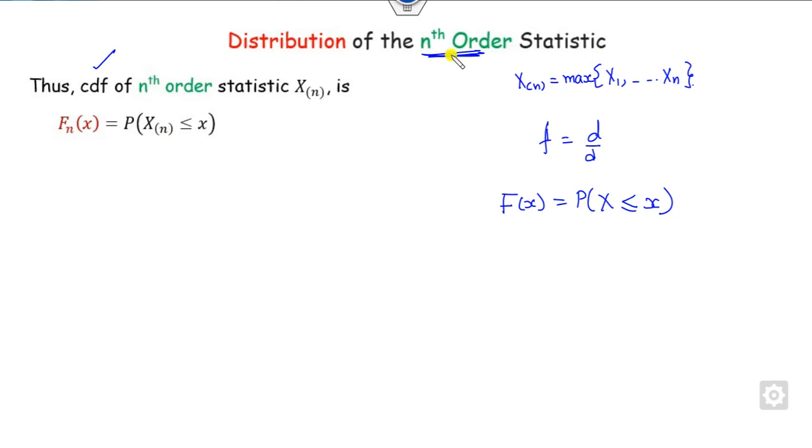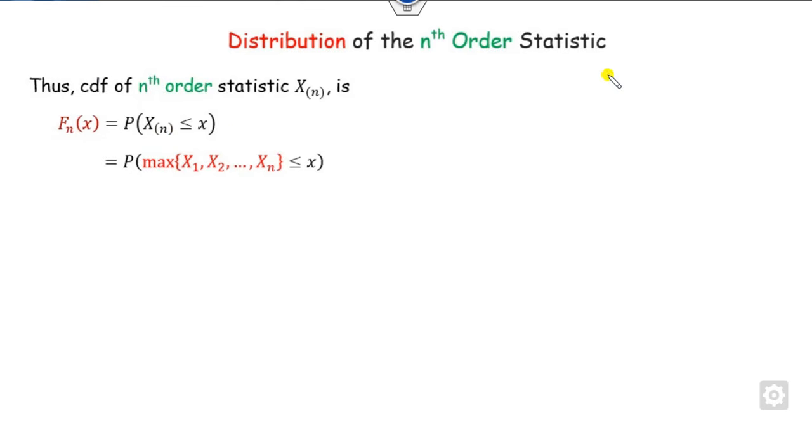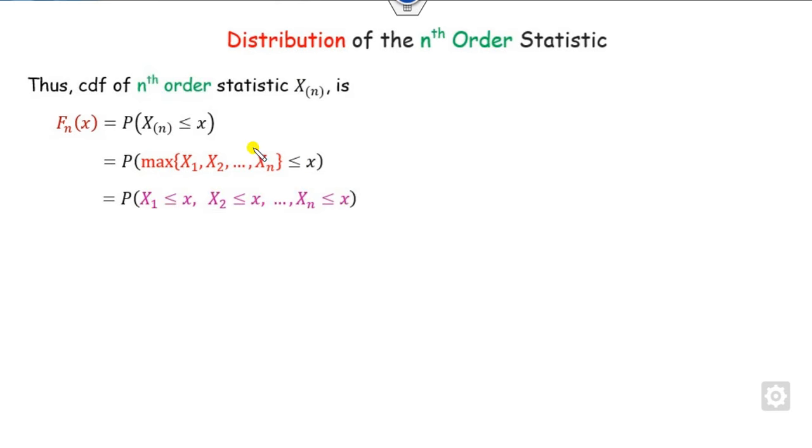But now we define the nth order, so X(n) is the maximum of these. I can substitute here. What is the meaning of that? Whatever the value of the maximum, it is less than x, which means each of the numbers is less than x. Now X1, X2 and Xn are my random variables, they are not the order statistics, because if it were order statistics then it would be the ordered X1, but here it is only X1. And what are the Xi's? They are independent, as given, because they are IID.